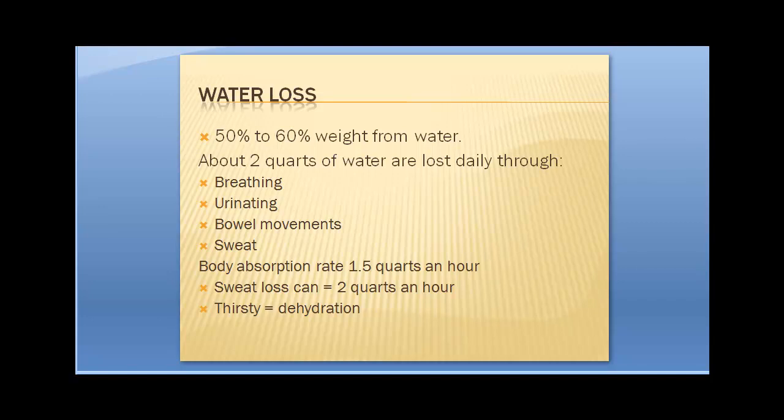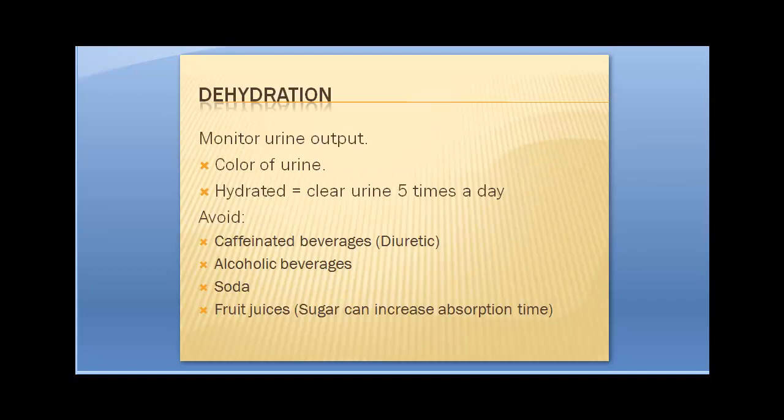So sweat loss is 2 quarts an hour in a hot environment. If you're thirsty, you're already dehydrated. That's a key indicator. In the military, they monitor their urine output. When they go to a urinal, especially the guys' urinals, they have a shade chart for urine. So when they go to the bathroom, they can look at the shade of their urine. The darker it is, the more dehydrated. The clearer it is, the more hydrated. So if you are producing clear urine 5 times a day, you're hydrated.